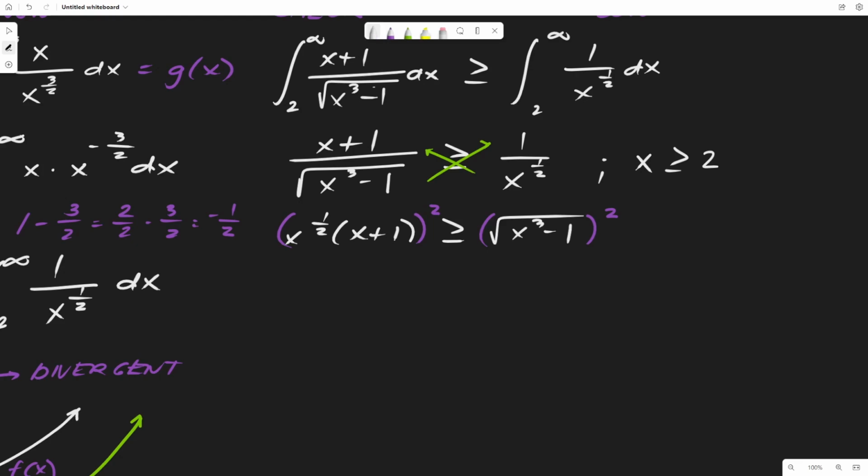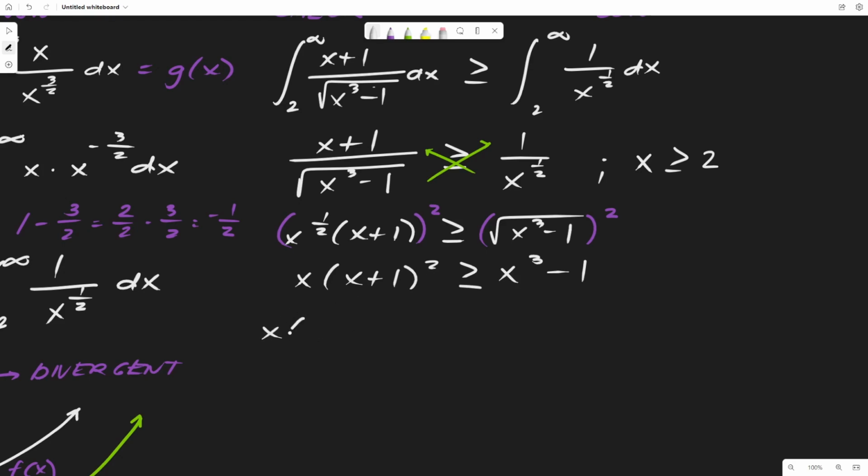No? To simplify, we have x raised to 1 half times 2, no? So that is simply x times (x plus 1) squared is greater than or equal to x cubed minus 1. Okay, then let's simplify this, expand the square of a binomial here.